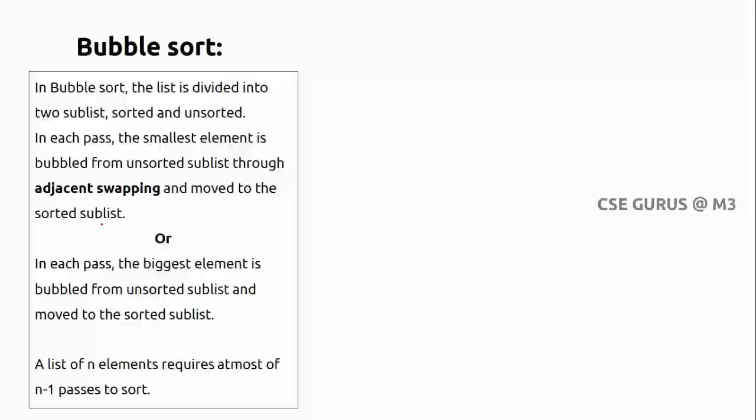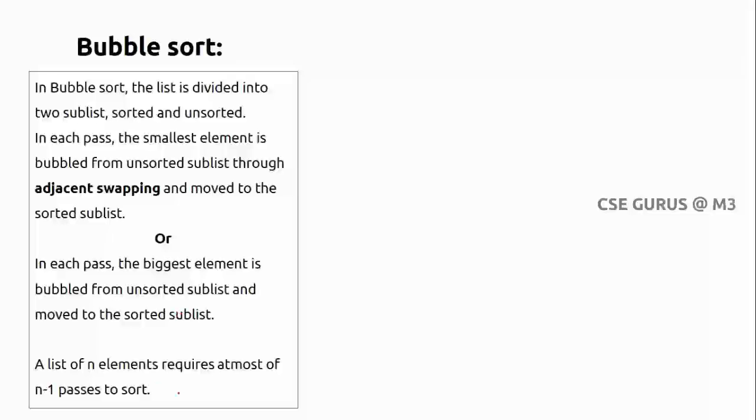Or you can consider that whatever is the smallest, you keep it in the first position, second smallest in the second position, third smallest in the third position, like this. So this is another one. In each pass, the biggest element is bubbled from the unsorted sublist and moved to the sorted one. So if you want to make increasing order, two options are there: the smallest one you keep in the first position, second smallest next, like this, or the largest one at the last, next largest at the last but one, like this.